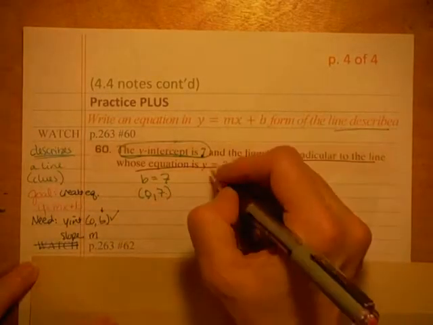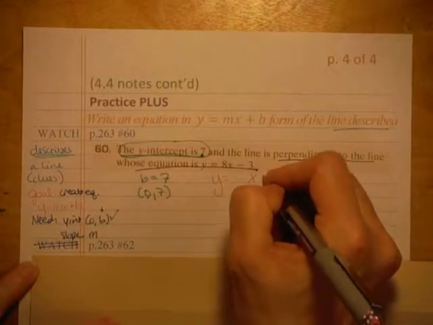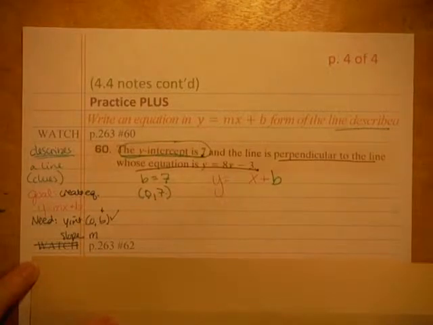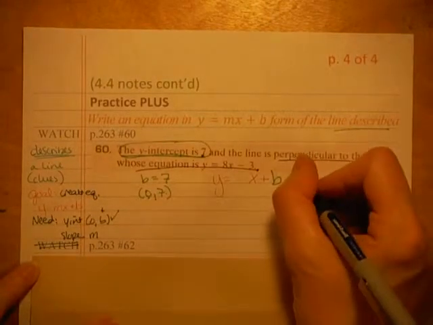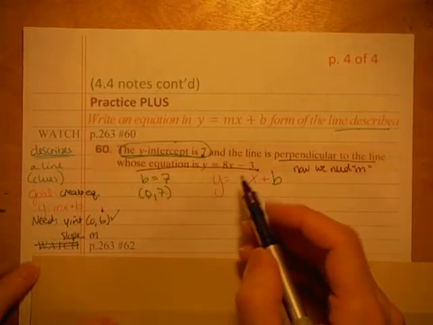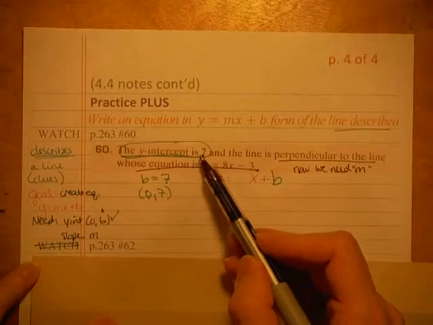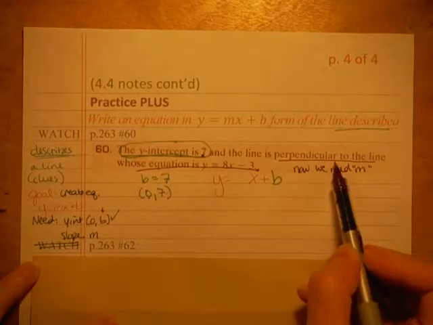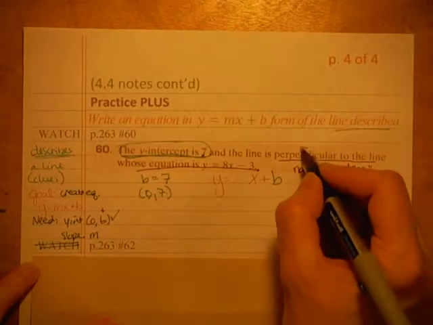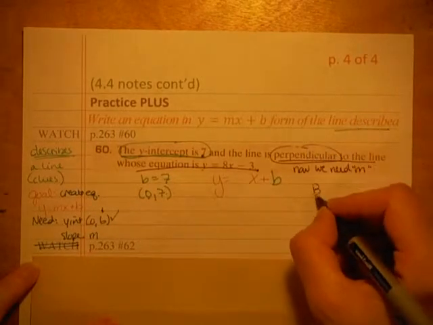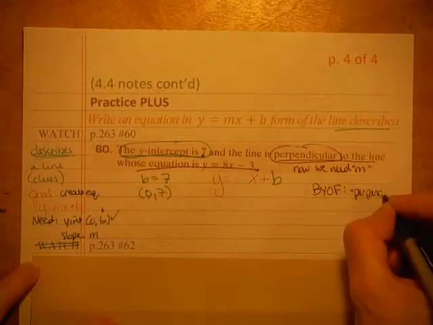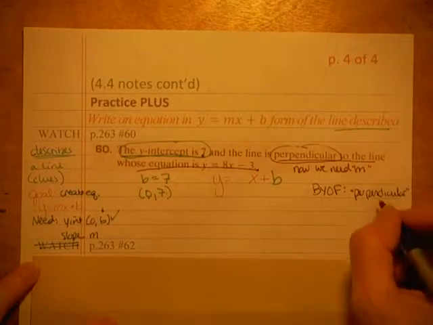We want y equals mx plus b. We just figured out our b value. Okay, now we just need m. And the clue they give us about slope is that the line we're trying to write an equation for is perpendicular to the line whose equation is y equals 8x minus 3. So we need to bring some knowledge to this situation of what perpendicular means. So bring your own formula, bring your own knowledge. What does perpendicular mean? And we've mentioned it in our notes recently.